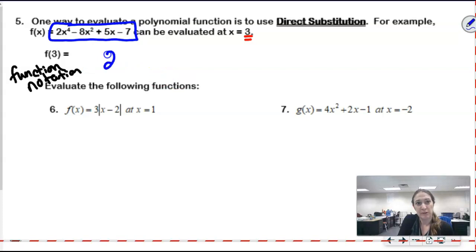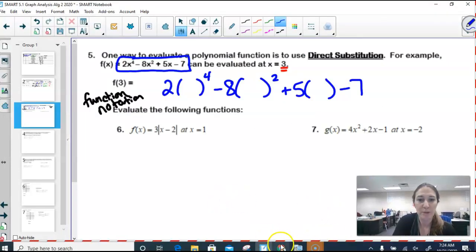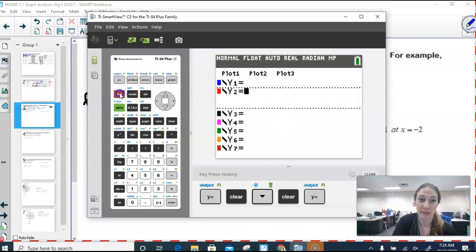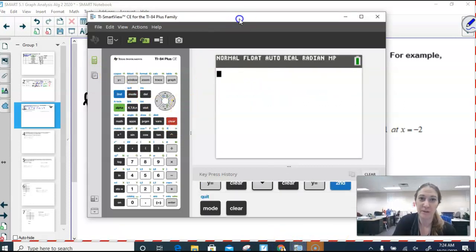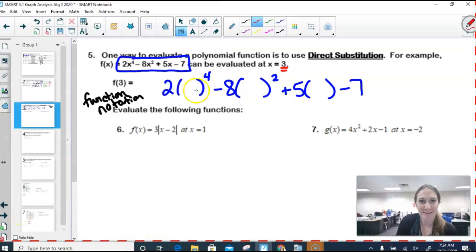So I'm going to take my function, which is 2, and every time I see an x, I'm going to leave an open parenthesis, because you know me, I'm going to be using my calculator on this one. I'll have to grab my emulator, which is fine, but it is a wee bit slow. I could be in the home screen because I'm just evaluating a function. I'm plugging in a 3 for all my x's, and I'm just going to type exactly this into my calculator as I see it.